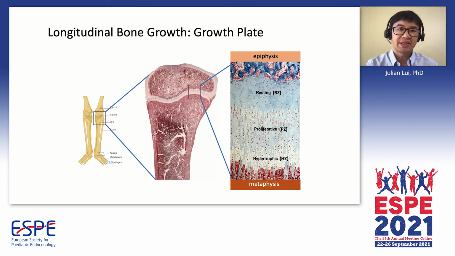So I think I'm going to start by giving you an introduction to the growth plate, because that's the main topic of this whole symposium. The growth plate is found near the ends of long bone where longitudinal bone growth happens in children. The growth plate is mainly composed of chondrocytes that are arranged in three histologically distinct zones called the resting zone, proliferative zone, and hypertrophic zone.